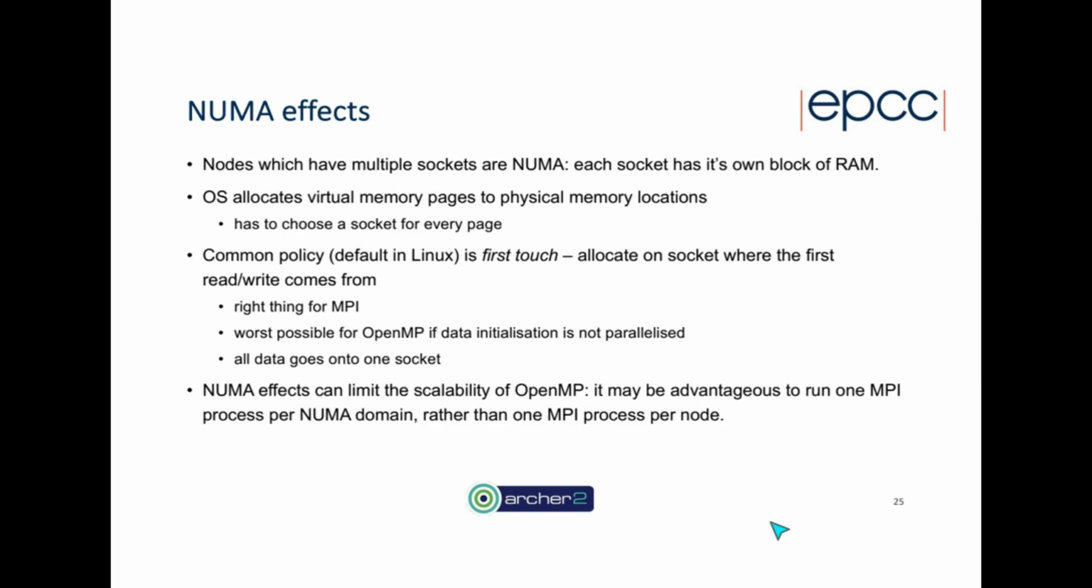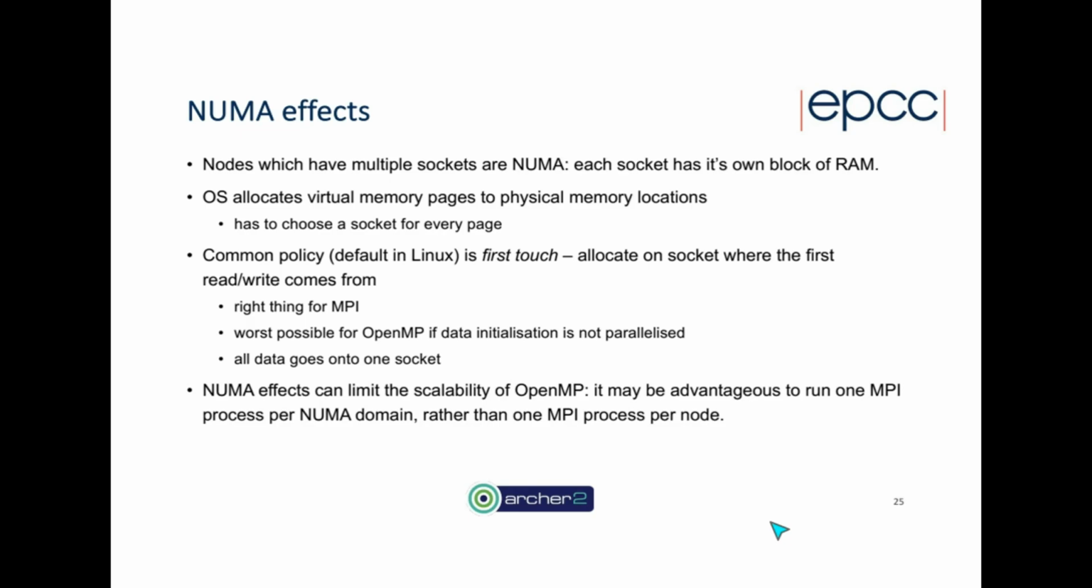And then again, picking up from what we talked about last time, there are NUMA effects. Just to recap, nodes which have multiple sockets, and also these days, chips with large core counts, typically also have multiple NUMA domains per chip. The operating system is allocating virtual memory pages to physical memory locations, so it has to choose a socket or a NUMA domain for every page.